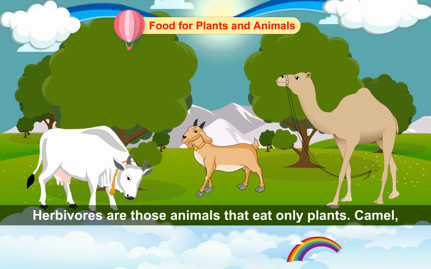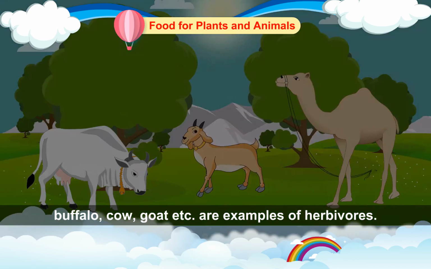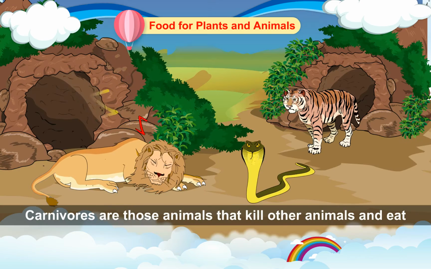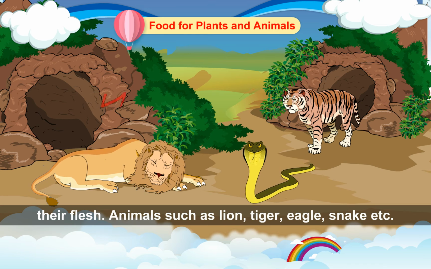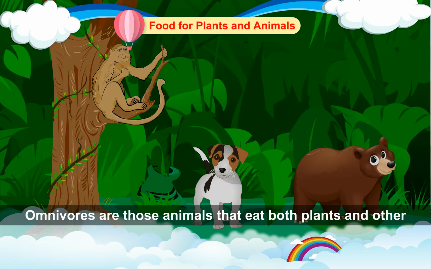Herbivores. Herbivores are those animals that eat only plants. Camel, buffalo, cow, goat, etc. are examples of herbivores. Carnivores. Carnivores are those animals that kill other animals and eat their flesh. Animals such as lion, tiger, eagle, snake, etc. are examples of carnivores.